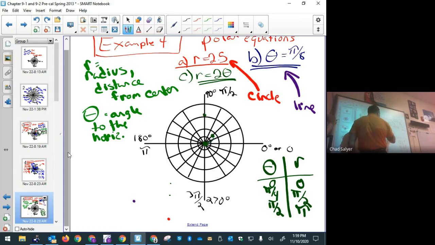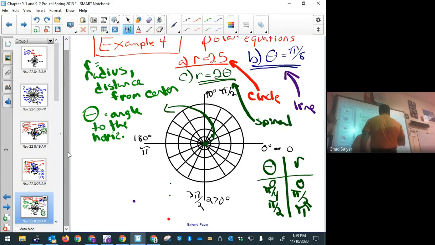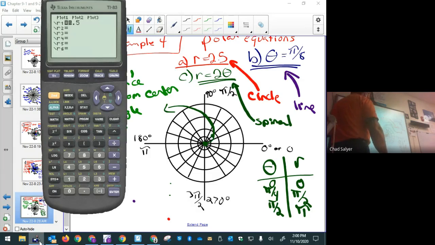So you see how we're doing this spiral business? This is a spiral, and these types of spirals have a special name. They're called the spiral of Archimedes. The spiral of Archimedes. It looks cooler on your calculator, and it's a lot easier to do.